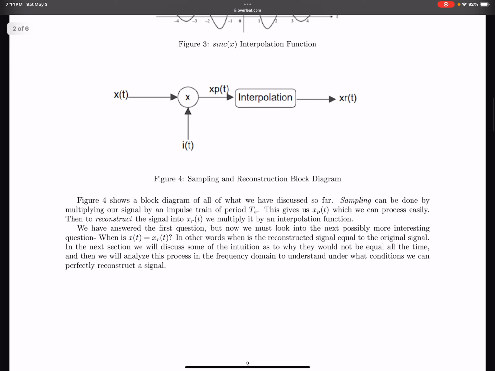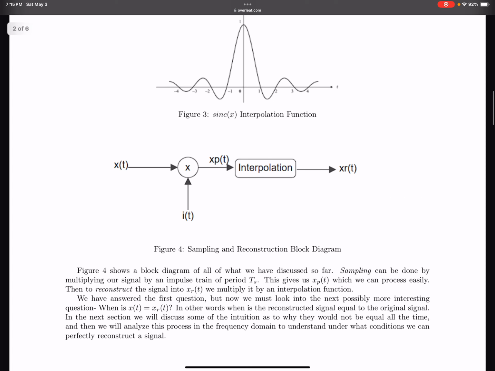All right, just to review, sampling can be done by multiplying our signal by an impulse train of period T_s. This gives us x_p(t), which we can process easily. Then to reconstruct the signal into x_r(t), we can multiply it by an interpolation function. Now we have answered the first question. We now know how we sample and reconstruct a signal in the most basic sense.